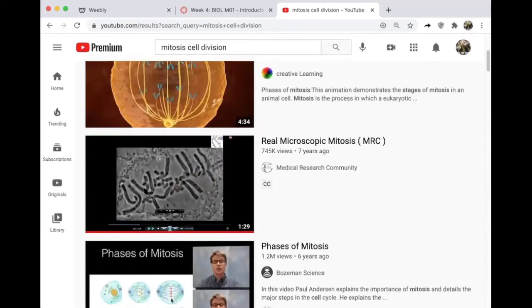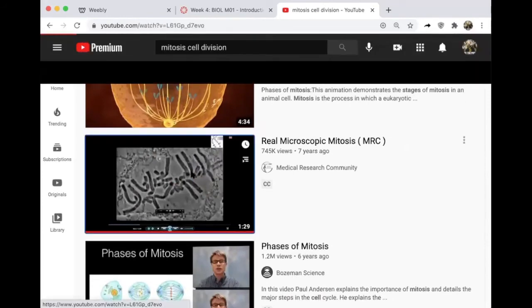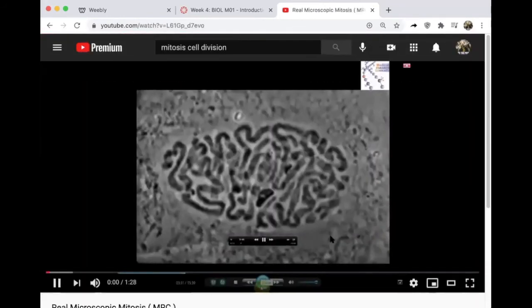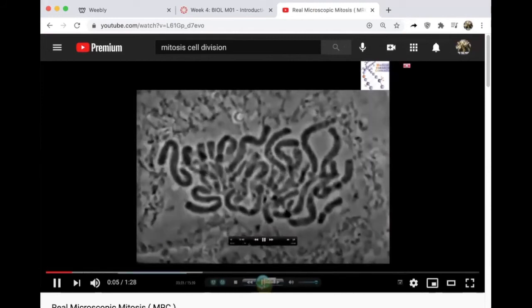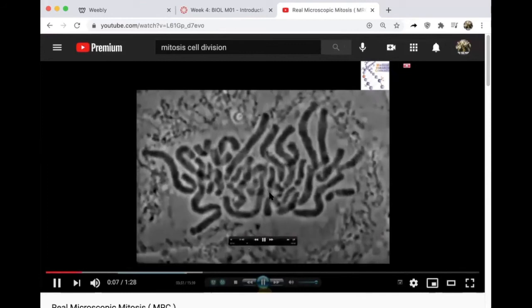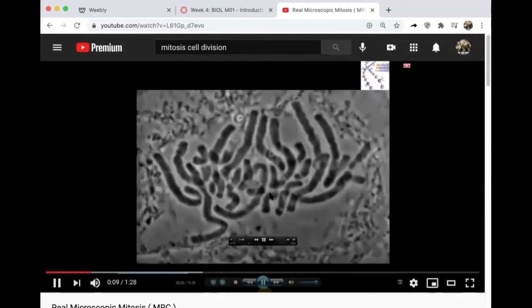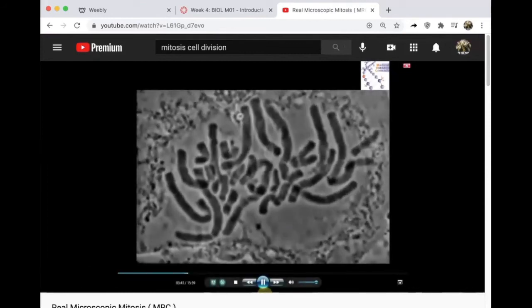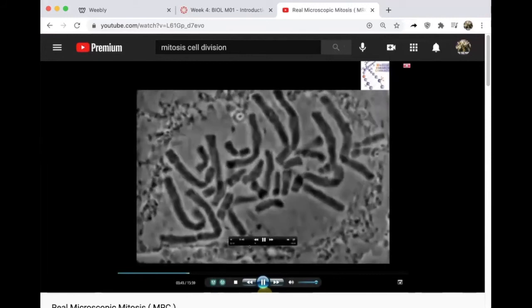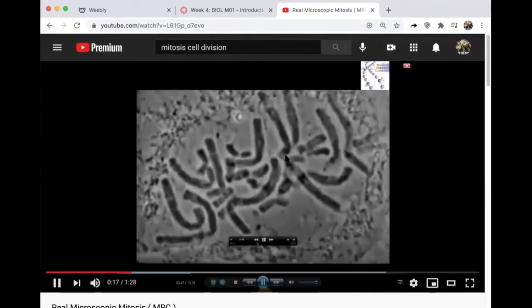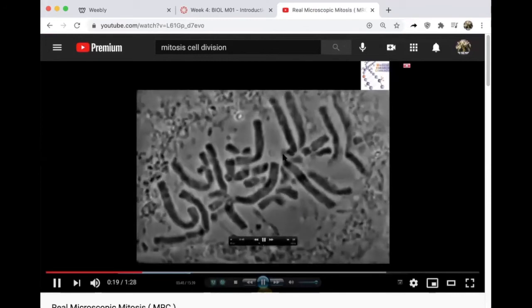All right, so these are actual images of mitosis. I'm going to try and narrate as it's going on. So we see here, this is prophase. And if you look here, the chromosomes are moving. That's being done by the mitotic spindle. Chromosomes don't just move on their own. And you see that they're being moved into the middle of the cell here.